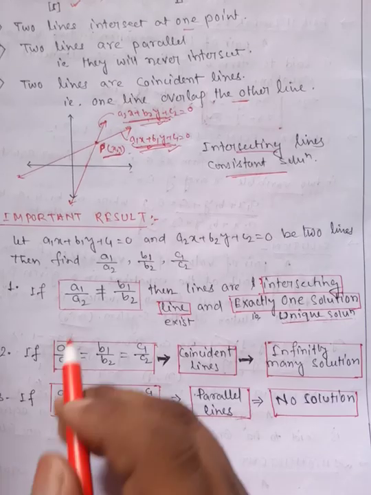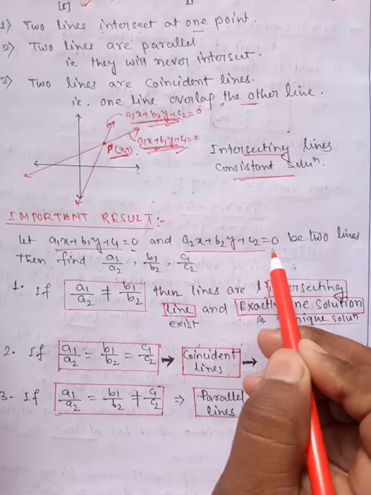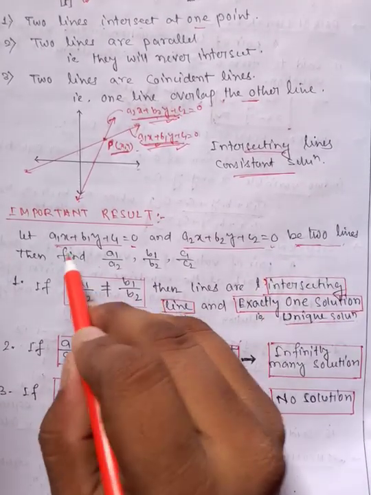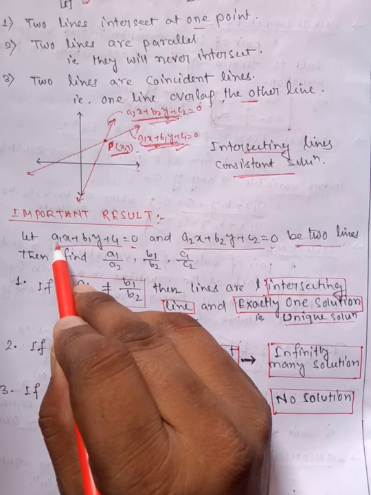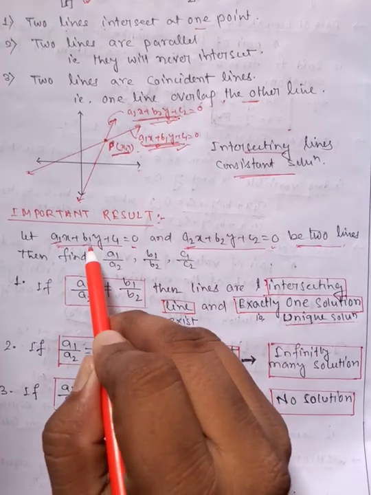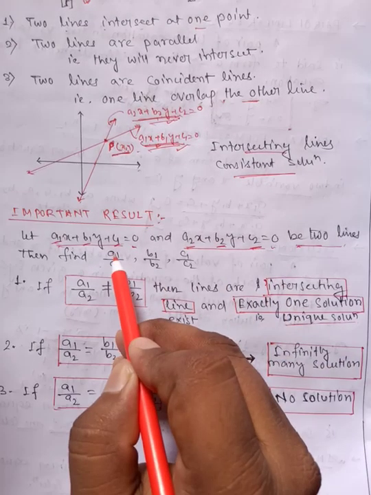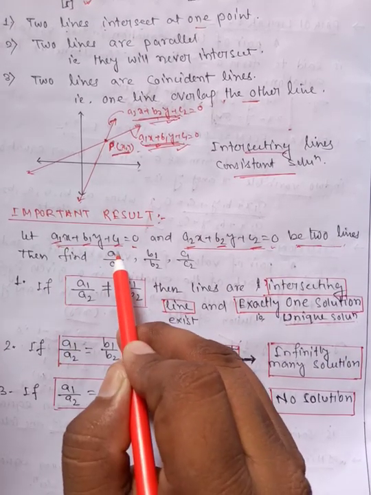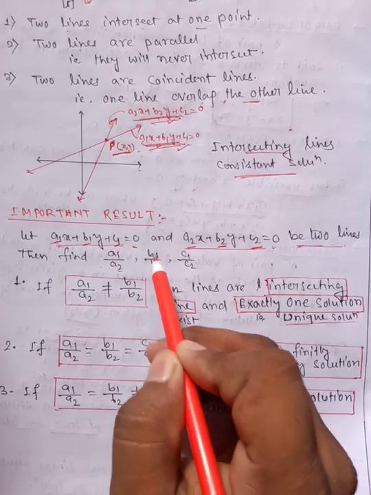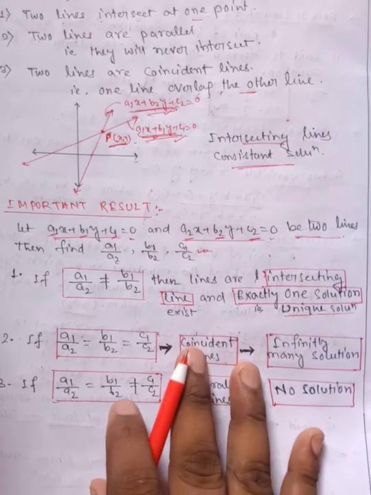So let a1x plus b1y plus c1 equal to 0 and a2x plus b2y plus c2 equal to 0 be two straight lines. So let's find the coefficient of x here, a1, and the coefficient of x of the other straight line is a2. Coefficient of y is b1, b2, and the constant term is c1, c2. Okay, so let's find a1 by a2. That means the coefficient of x of the first line by the coefficient of x of the second line. Again, coefficient of y, b1 by b2, c1 by c2. Find these ratios a1 by a2, b1 by b2, c1 by c2.